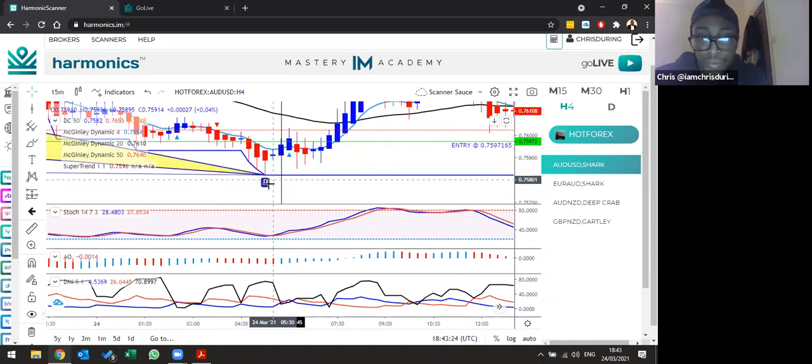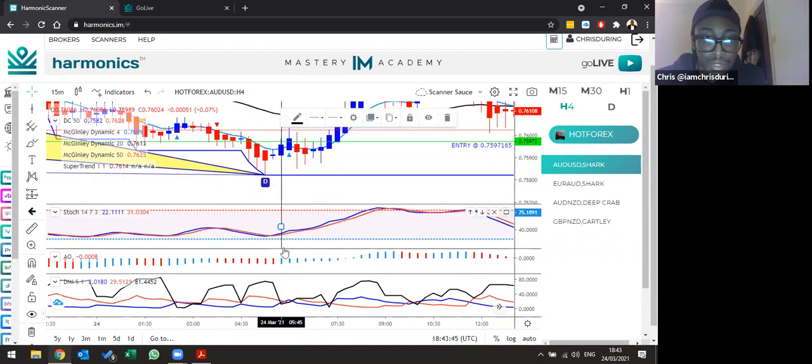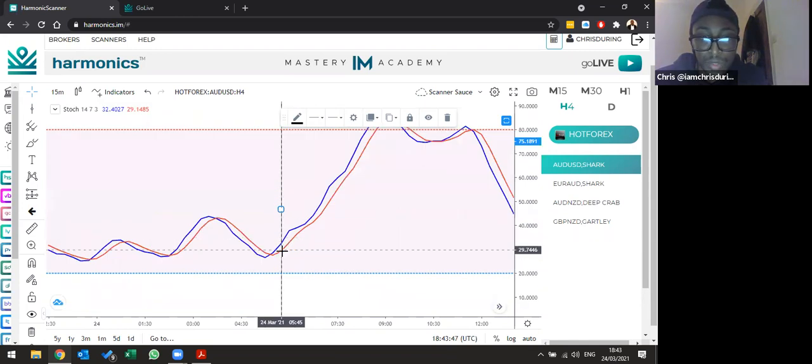So our next confirmation is we're going to go on the stochastic. This is our stochastic here, another indicator. When we're in a buy, we want the blue to be above the red. If I draw a line in the same area and zoom in, you will see that the blue is currently above the red at that point in time.